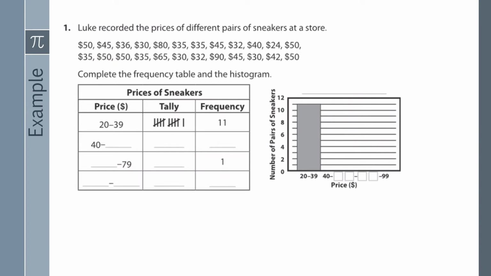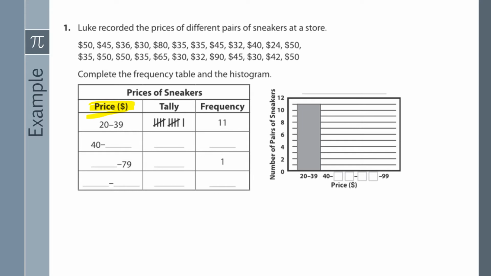Here is a problem we're going to do, and it's going to ask us to fill in the tally chart, the frequency chart, and also complete the histogram. It says Luke recorded the prices of different pairs of sneakers at a store, and then it lists the amount of money it would cost for a pair of sneakers. It says complete the frequency table and the histogram. Let's focus on this part where it talks about the price.